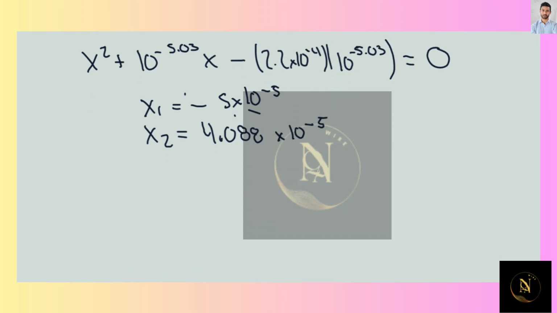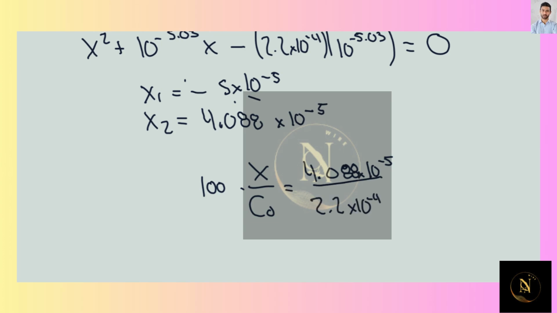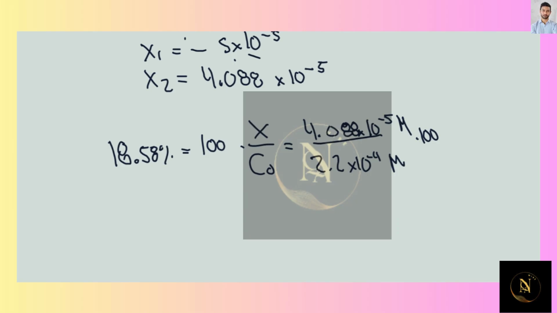So now we can calculate the degree of dissociation. This is the amount that dissociated, so x divided by my initial concentration times 100, right? So 4.088 times 10 to the minus 5 divided by 2.2 times 10 to the minus 4 molar times 100, we get the value of 18.58%, or 18.6%. And this is going to be your degree of dissociation.